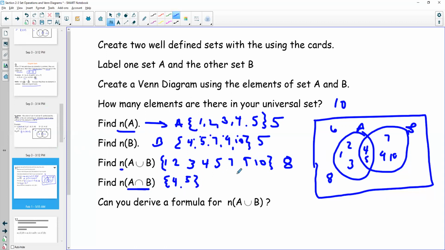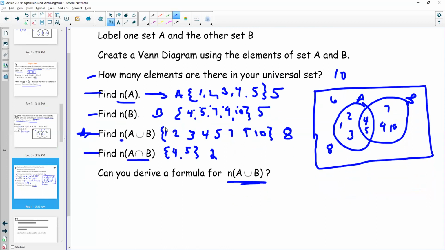And if you like, one of the things you might do here is pause and make some different sets and try this all again. Make your own sets. Find the number of things in the universal set, find n of A and B, find the union and the intersection. So take a second and try that. Once you do, can you look at the numbers here? I have 5, 5, 8, and 2. And think about a formula that we could use to find union.